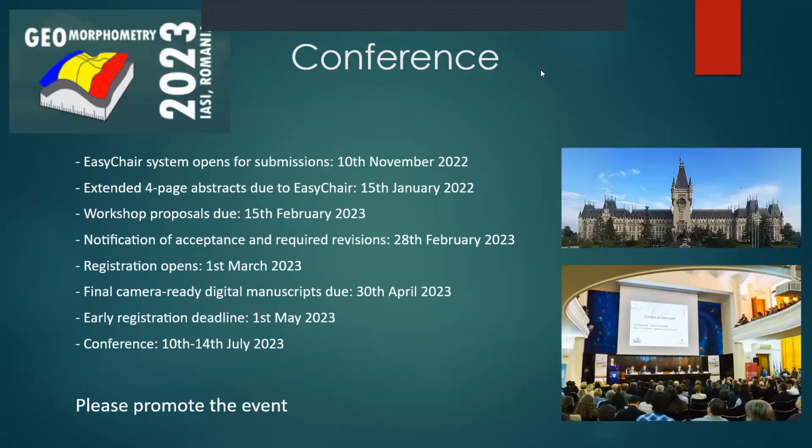Last but not least, a big announcement. Our Geomorphometry 2023 conference is ready now. The website is online. The EasyChair system has been open since the 10th of November, and for the moment we expect that people submit their 4-page abstracts by the 15th of January, and then our scientific committee will do their work of reviewing them. So we are looking forward to many proposals from the community. You see in the lower right a little image of the aula which we will use for our conference in nice Iași in Romania. Many of you already need to plan for next year: the conference is from 10th to 14th of July 2023, with an early registration deadline of the 1st of May.